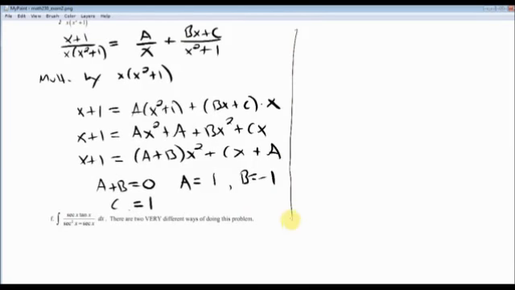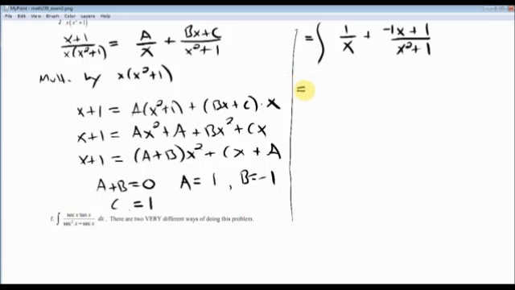Alright, so if we go back up here, it's going to turn into 1 over x plus negative 1x plus 1 over... Alright, so that's what we get so far. This is what we're integrating. Now this one's easy. That's just going to be natural log of x. This one's a little trickier.